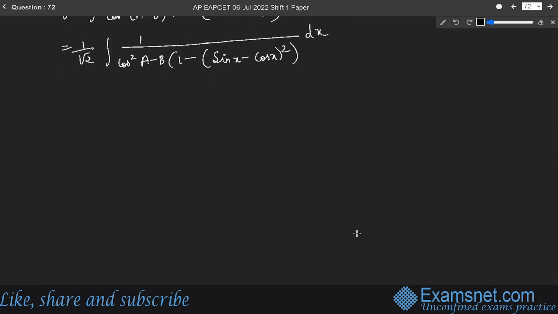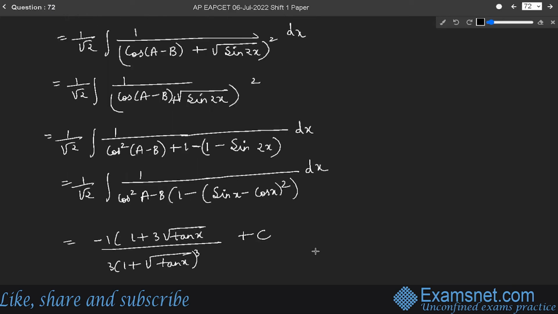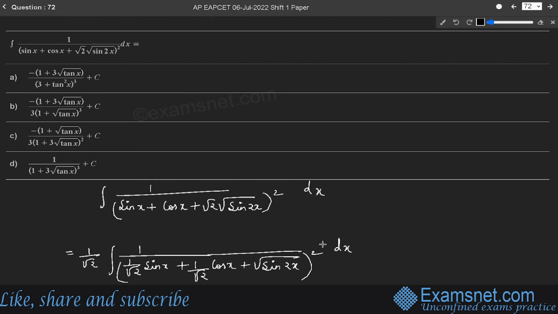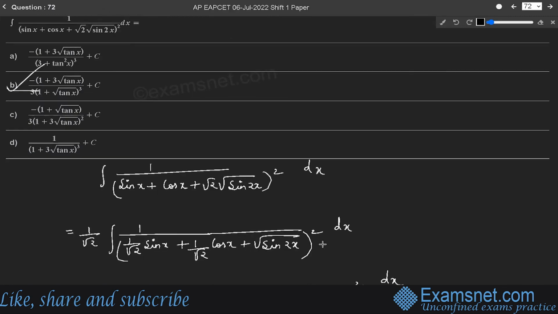On further integrating this term, it will be equal to minus 1 into 1 plus 3 into under root of tan x divided by 3 into 1 plus under root of tan x whole cube plus c, where c is a constant. Therefore, we can say that the correct value for this question is minus 1 into 1 plus 3 into under root of tan x divided by 3 into 1 plus under root of tan x whole cube plus c. So correct option is option number B for this question.